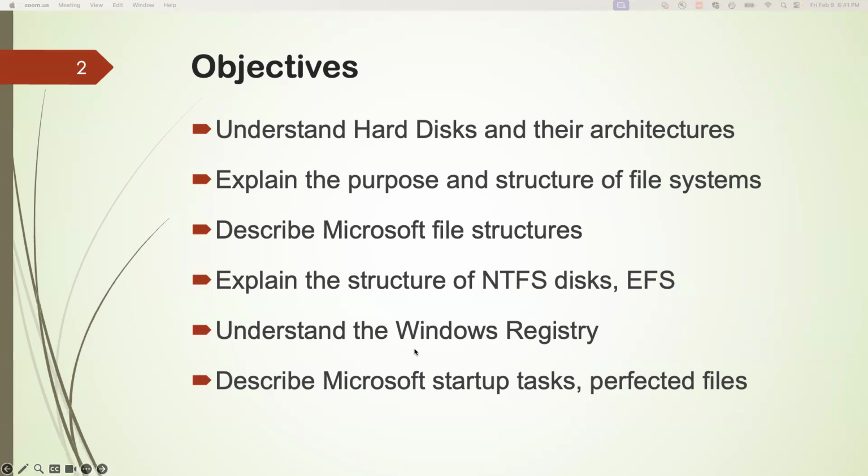Then in the later half, we'll be discussing the Windows registry, what the Windows registry is, what type of information it stores, and what we can retrieve from it. Then we'll also be talking about some other topics such as the Microsoft Windows startup, like how Windows starts up, what the prefetch files are, what slack space is, and so on.